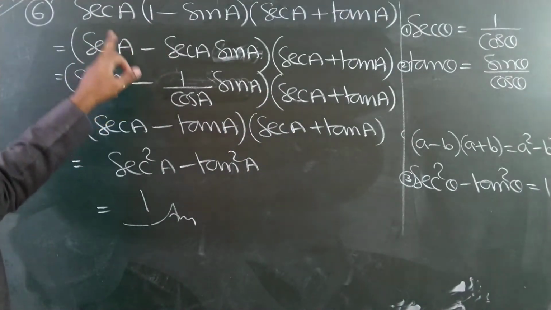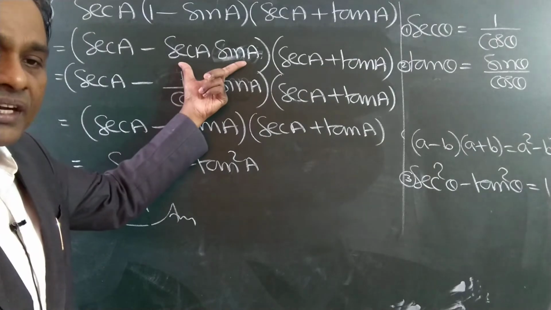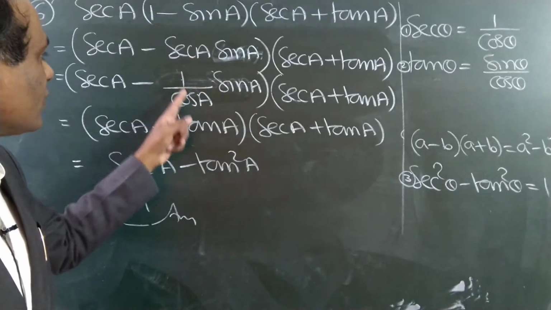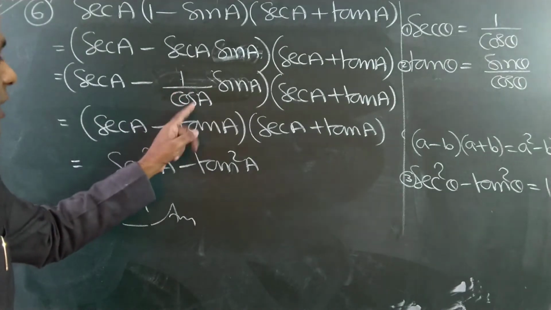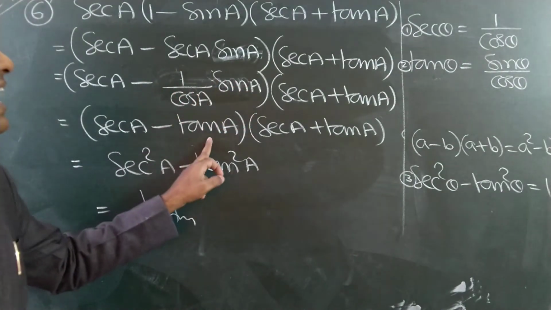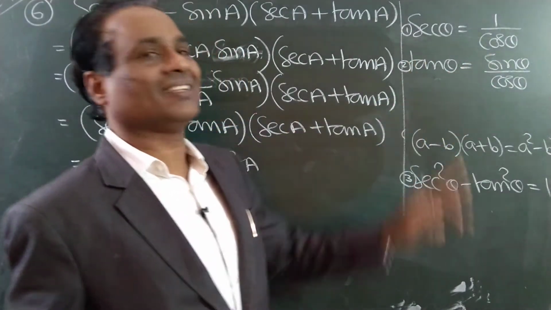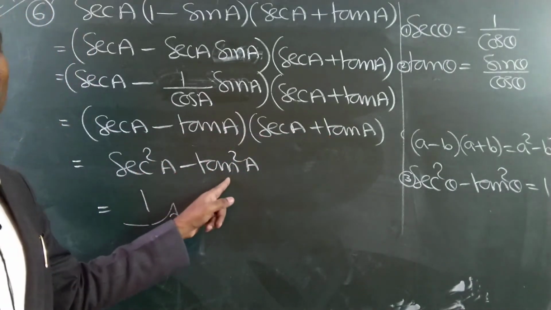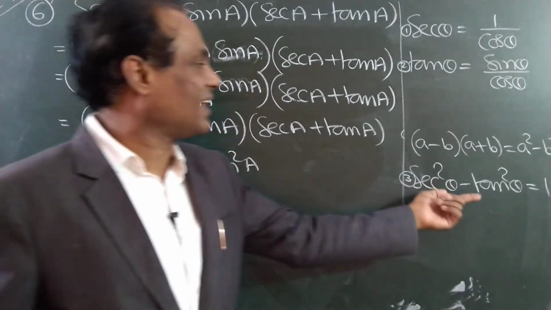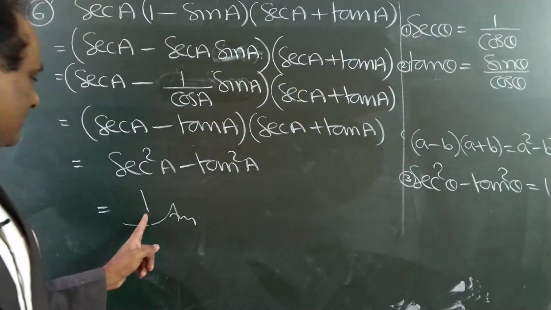Secant into sin A. Secant is equal to 1 by cos. Sin by cos is tan. A minus b into a plus b is a square minus b square. Secant square minus tan square formula is 1.